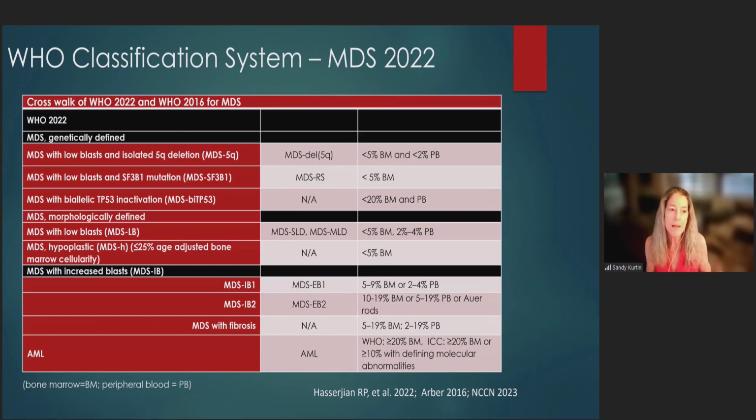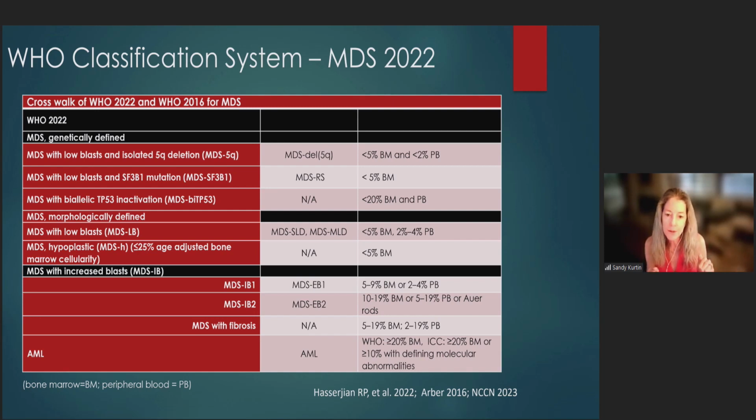So what does that mean for a patient and for us? When we look at MDS genetically defined, MDS low blast and isolated 5q, we've had MDS del 5q. So that's a pretty simple crosswalk. MDS with low blast SF3B1 is a crosswalk to the MDS with ring sideroblasts. MDS with biallelic TP53 has no comparator in the current system.